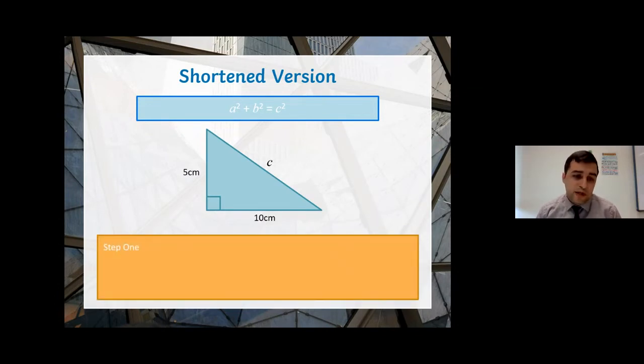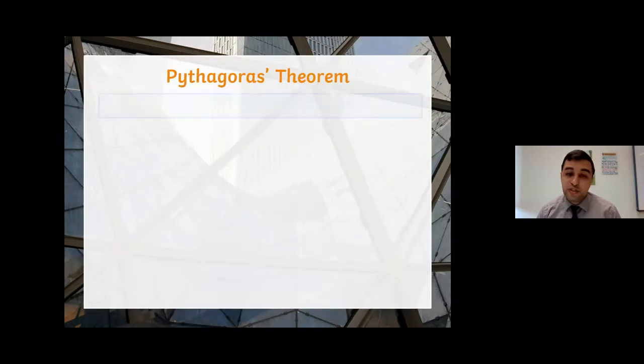Again, step 1. We should find the square of 5, which is 25. Step 2, again square, which is the square of 10, 100. And step 3, add these two squares, 125. And step 4, find the square root, which gives you, in this case, 11.2, if rounded to the nearest one decimal place, which is the length of the hypotenuse. And with the unit of measurement, which is centimeter.